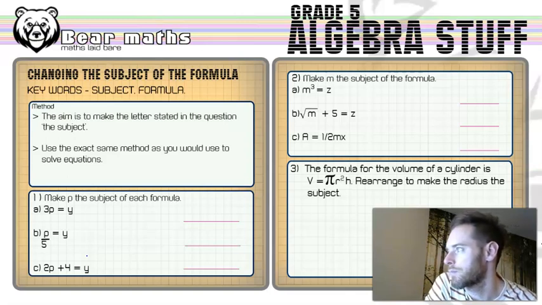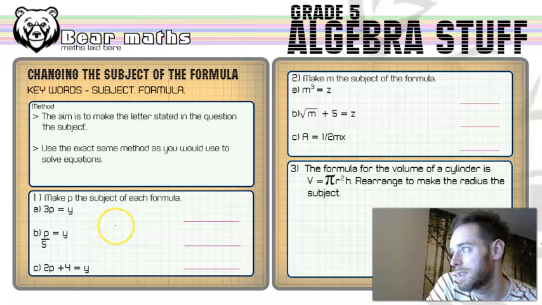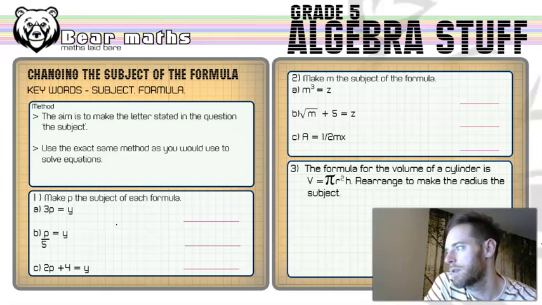They have equal symbols, they have unknowns, they have variables in them on both sides. So the aim is to make the letter stated in the question the subject, so on its own on one side of the formula and all the rest of the stuff on the other. Use the exact same method as you would to solve equations. Good news, we're very good at those by now, I would hope, if you've watched all the rest of my videos. If you haven't, please go back and watch them in detail and practice.